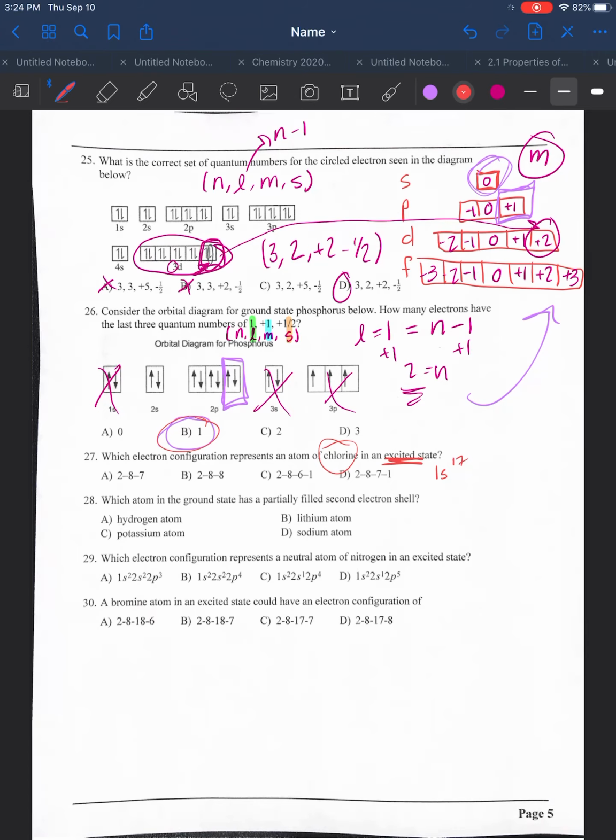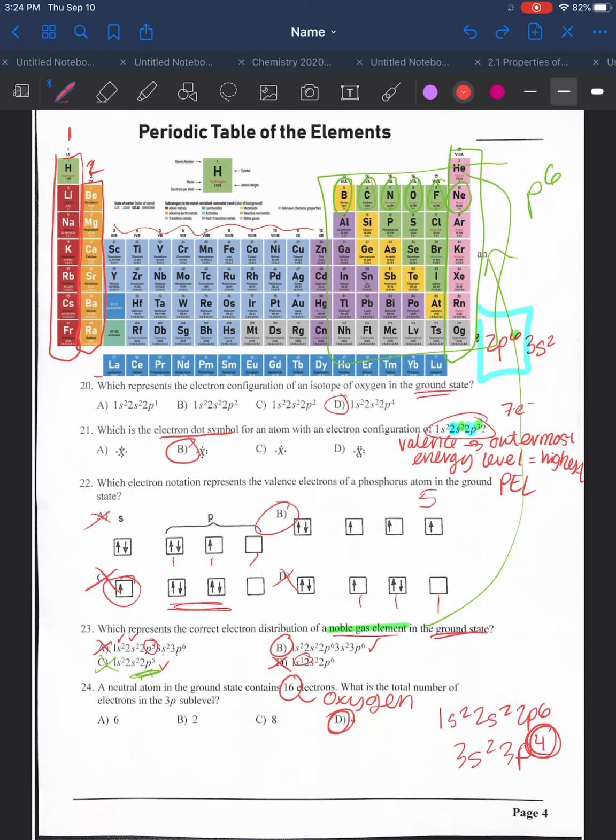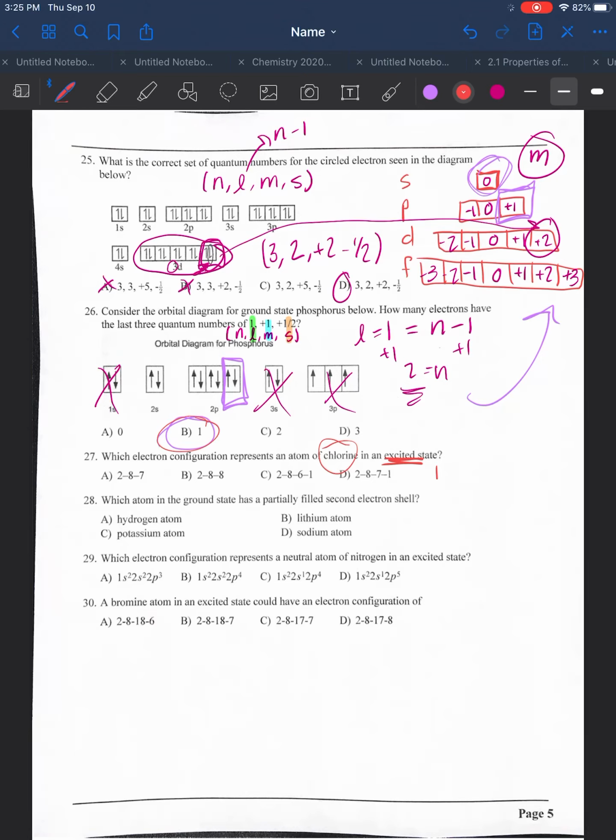I just realized a mistake here. Sorry, guys. That's not what I meant to write anyway. I was really stuck on this one. I added extra electrons here. Sorry, this isn't oxygen, it is sulfur. The answer doesn't change, that's just the wrong element. Anyways, okay, so back to 27.